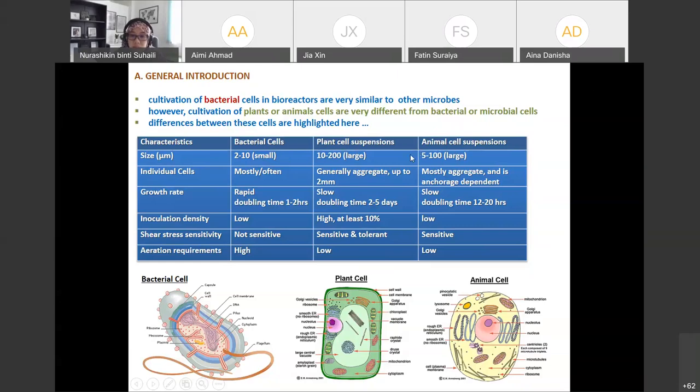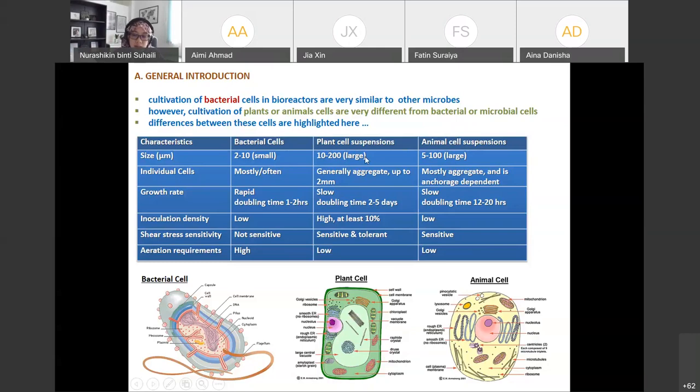For animal and plant cells, animal is much smaller. Plant cell is the biggest one. I mean, it should actually sit at the most right. So the second biggest here, in this case, is animal cell. But if you have the yeast and fungi, it sits after the bacteria, okay? The animal cell is between 5 to 100 micrometer, which is much smaller than plant. A plant is much bigger, like 10 to 200 micrometers. So that is the comparison in terms of the size between bacteria, animal, and plant cell.